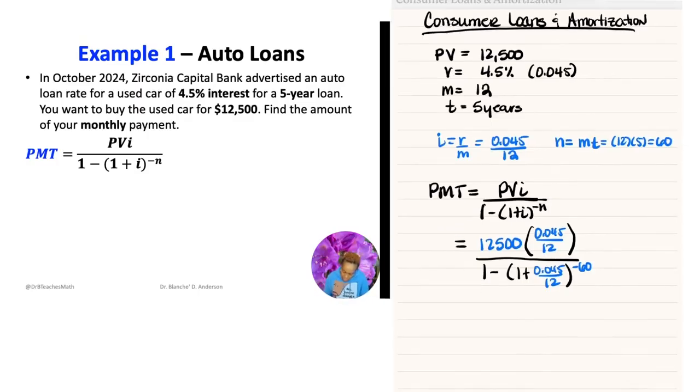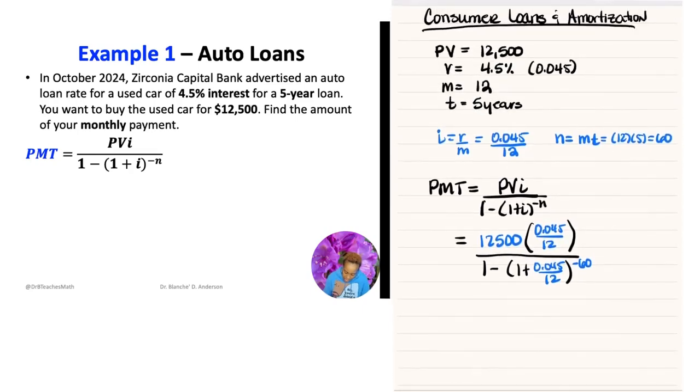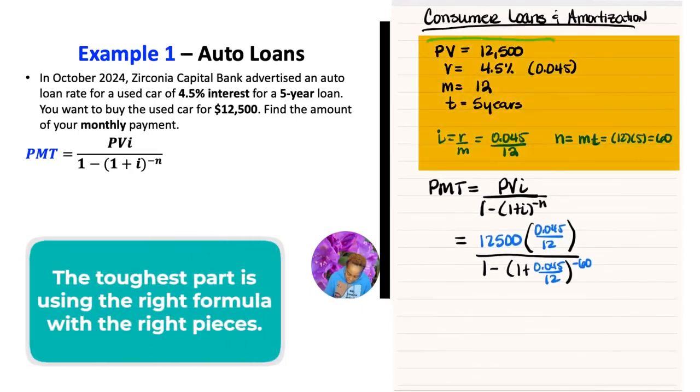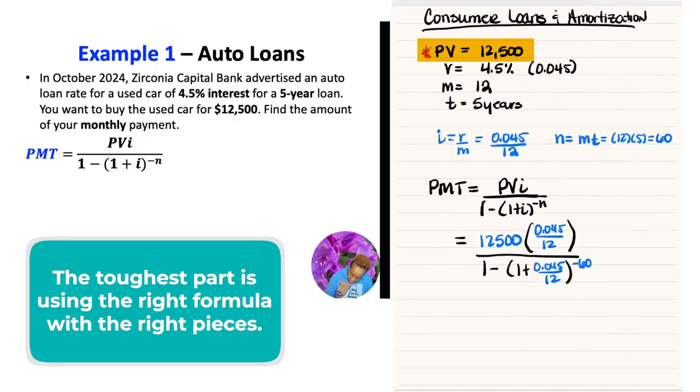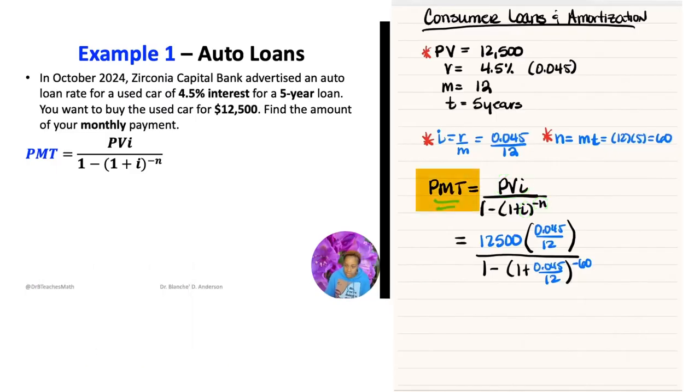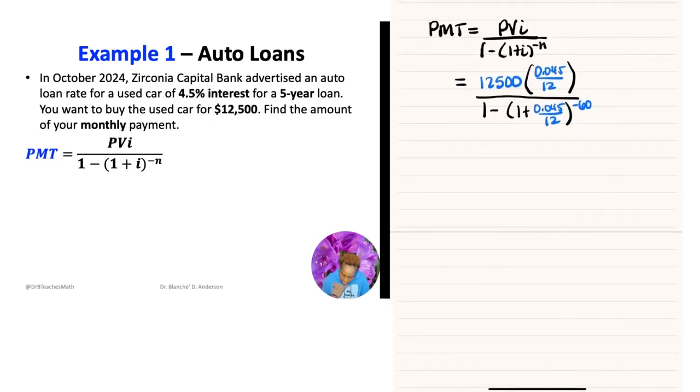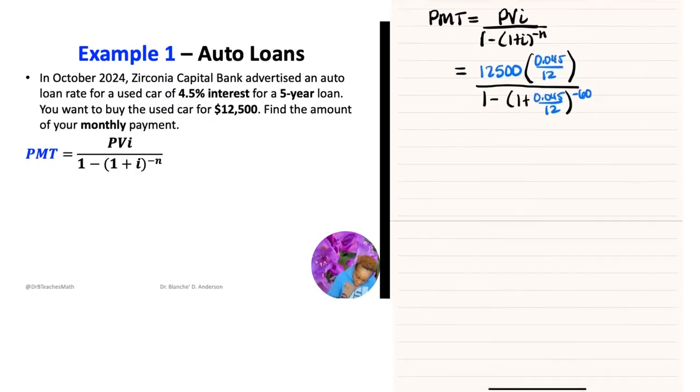So I'm going to move this up now that I've substituted everything. The hardest part is identifying the pieces that you need and then making sure you use the right formula. We needed the I and we needed the N because that's in the formula, and then that'll give us the payment. So now that we've substituted in those pieces, now we just have to do the math.